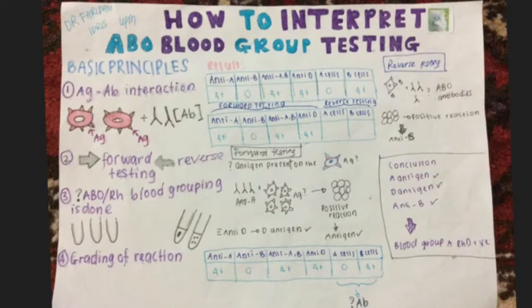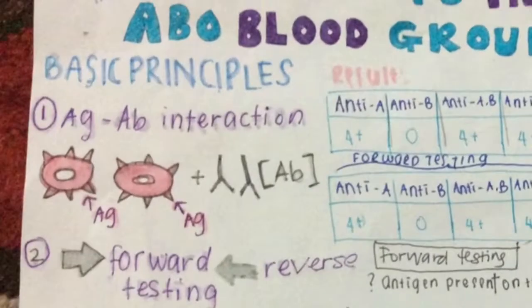Our topic for today is how to interpret ABO blood group testing. Before we can discuss further, there are a few basic principles you need to understand before you can interpret blood group testing. The first one is antibody and antigen interaction. This is the basis of most tests used in blood transfusion practice.